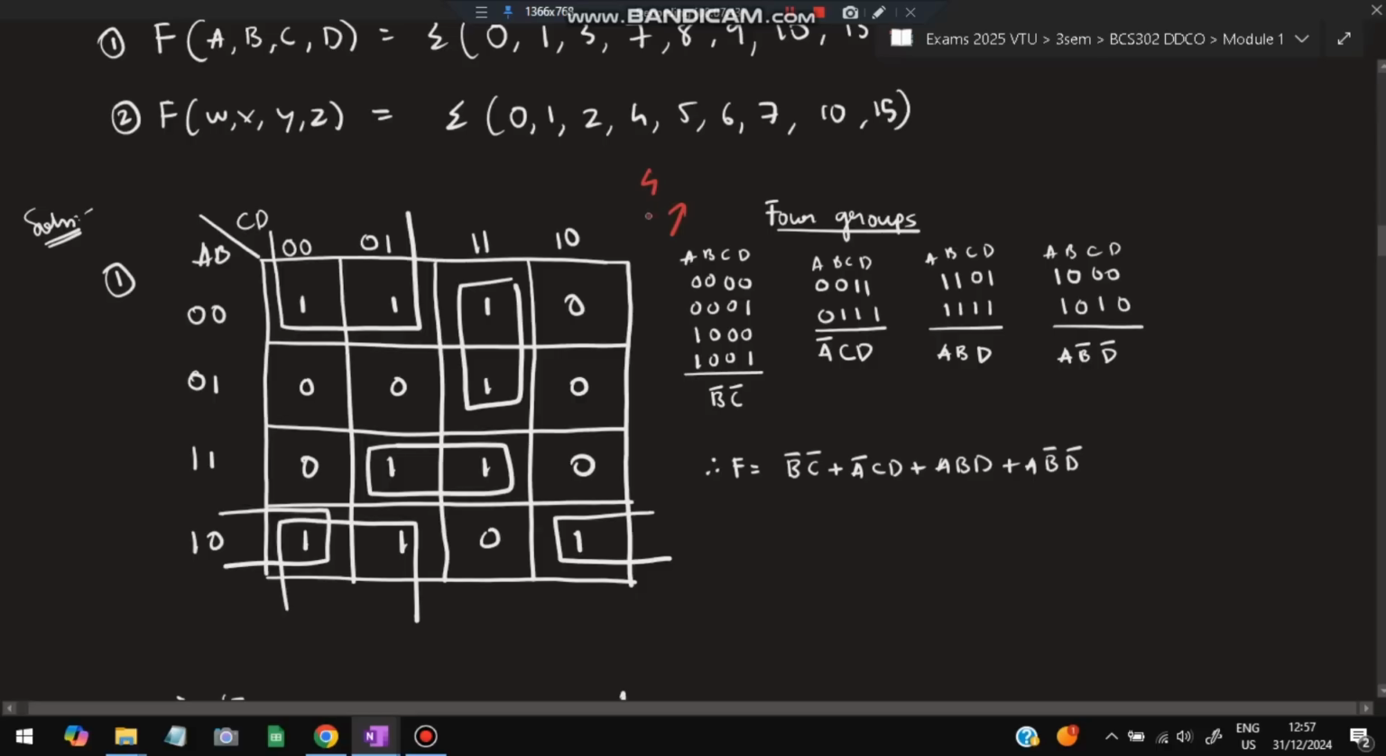If 8 is possible, you have to try to form 8. If 8 is not possible, check for 4. If 4 is not possible, check for 2. If 2 is not possible, make it a single one. So see here what we will be doing: here 4 is possible. First, let's take an easy one.